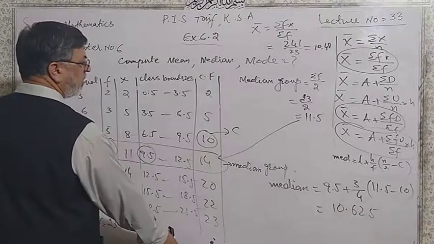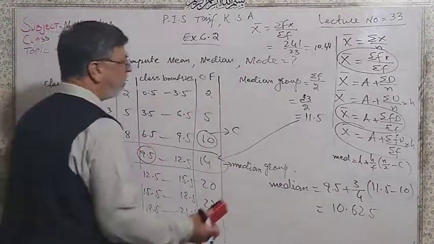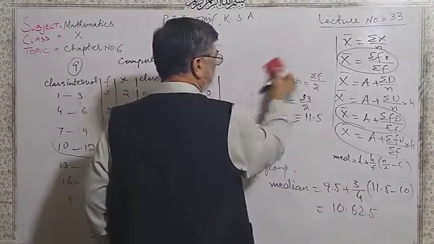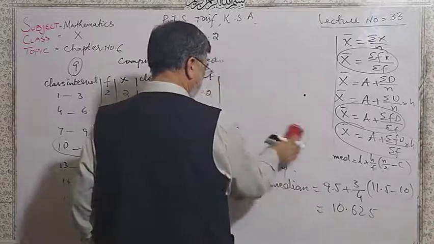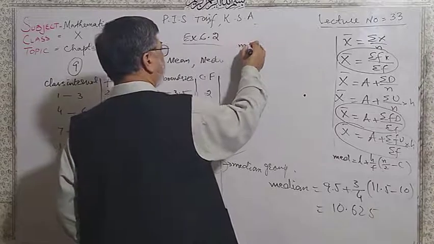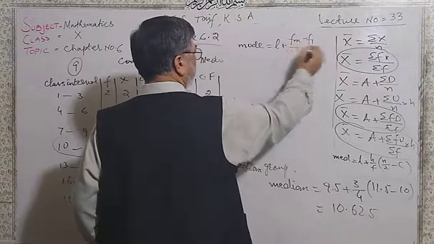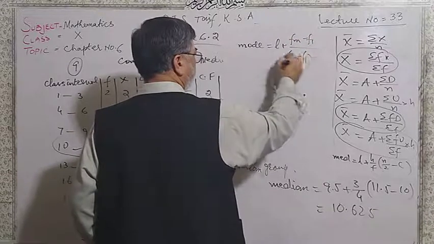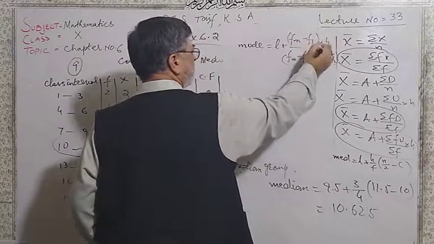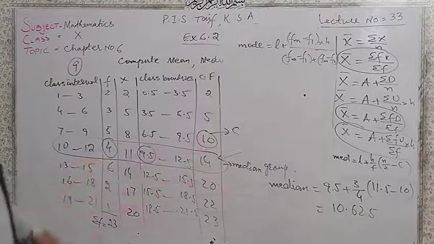After that, we have to find mode. First of all, we will write down the formula for mode so that we can check what columns we have to add here. In case of mode, the formula is L plus Fm minus F1 over Fm minus F1 plus Fm minus F2, into H. This is your formula for the group data for finding mode.